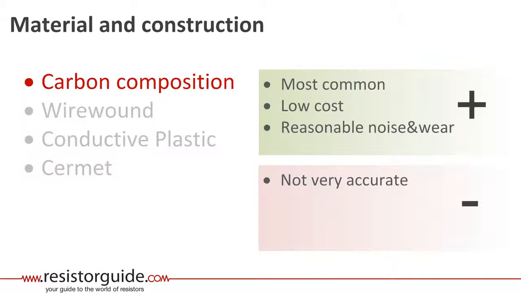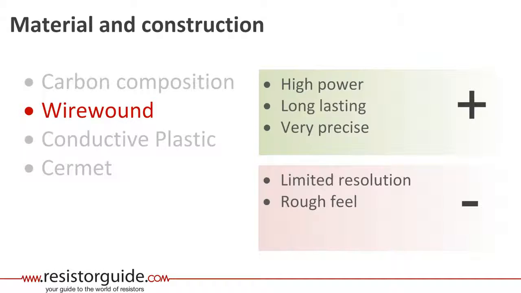Carbon composition is most common, has a low cost, and a reasonable noise and wear. On the downside, they are not very accurate. The wire wound can handle high power, is durable and long-lasting, and can be very precise. They are often used in high power applications. The drawbacks are the limited resolution and the rough feel.